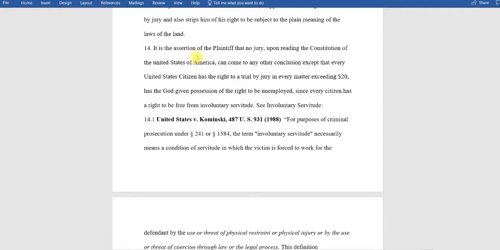It is the assertion of the plaintiff that no jury, upon reading the Constitution of the United States, can come to any other conclusion except every United States citizen has the right to a trial by jury in every matter exceeding $20, right? We all know that. Has a God-given possession of the right to be unemployed if I want. If I don't want to work, man, I don't have to work, fool. Since every citizen has the right to be free from involuntary servitude.